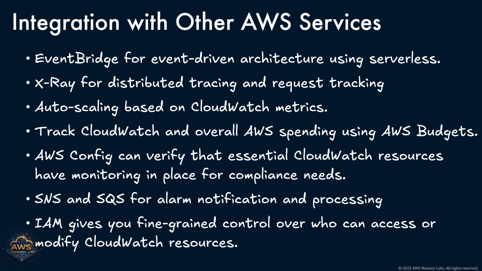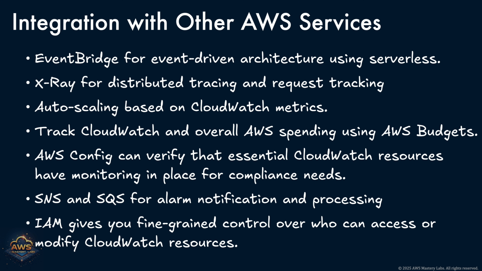Next, there's AWS X-Ray, which provides distributed tracing for applications. By combining CloudWatch metrics with X-Ray traces, you gain a complete picture of how individual requests are performing across microservices. This helps you isolate latency, identify bottlenecks, and diagnose errors deep within your stack. CloudWatch also plays a critical role in auto-scaling. By using CloudWatch metrics, like CPU utilization or custom application metrics, you can configure your auto-scaling groups to automatically increase or decrease capacity based on real-time performance, ensuring optimal efficiency and cost control. With AWS Budgets, you can monitor your CloudWatch usage and broader AWS spending.